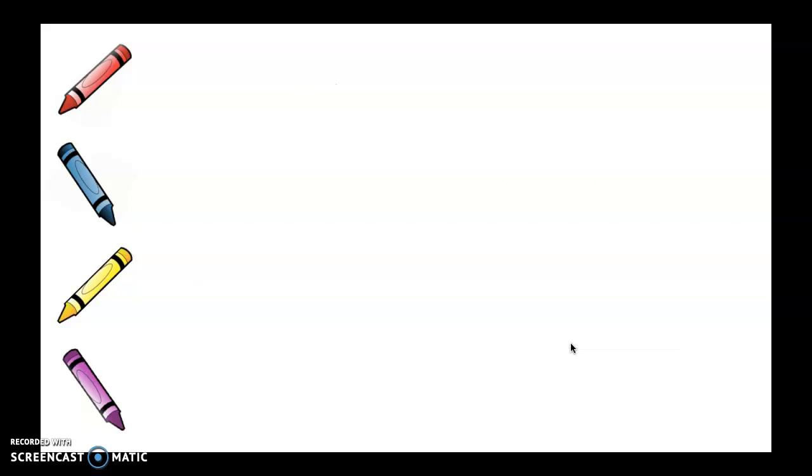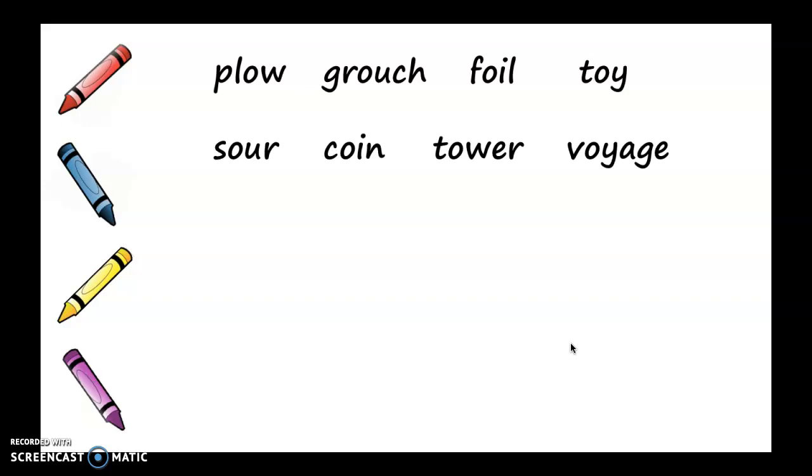All right, friends, how did you do? We have our 8 words: plow, grouch, foil, toy, sour, coin, tower, and voyage. I hear the sounds ow and oi in all of those words. So let's see how you did.